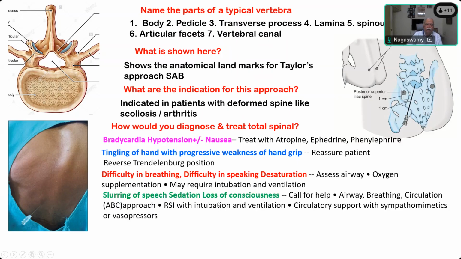Blurring of speech, sedation, loss of consciousness: call for help, airway breathing circulation approach, secure the airway with intubation and ventilation, circulatory support with sympathomimetics.